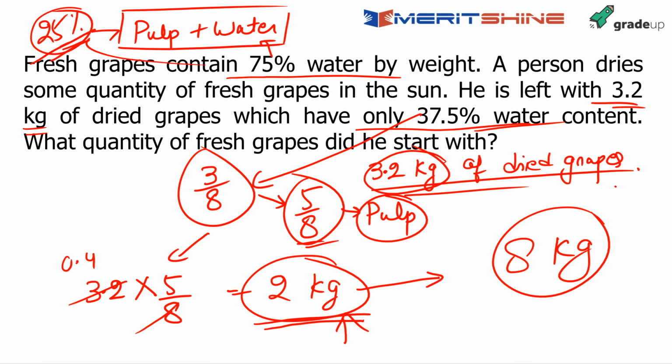How do I do it mentally? The moment I look at this 3.2, the number that comes to my mind along with 37.5 is 3 by 8. I reverse 3 by 8, I get 5 by 8. So what I do mentally is 3.2 into 5 by 8, and I multiply it by 4, I get 8 kilograms. You can do all this mentally if you practice a bit. But it should click that 37.5 means 3 by 8, and 3 by 8 subtracted from 1 gives you 5 by 8, and that gives you the answer. So that's a very important stereotype question. You get it in all forms: grapes, watermelons and whatnot.